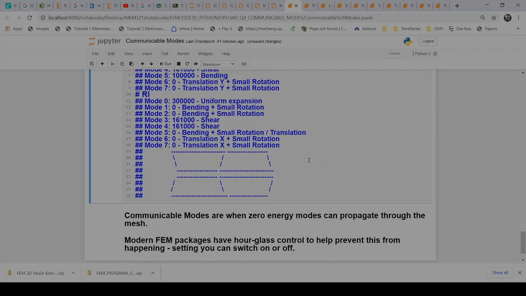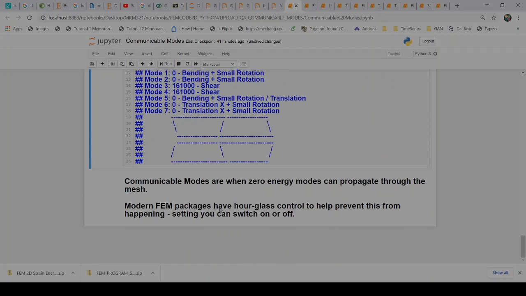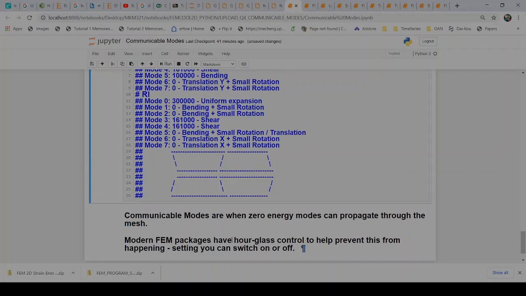Okay, to see it, please double click on this ASCII art. But this is the issue. And that's why almost all modern FE packages have what's called hourglass control. This is to try and prevent these kinds of modes from propagating through the mesh. It's the same thing that you can often switch on and off, but you have to realize that sometimes just clicking here or there can have large consequences.